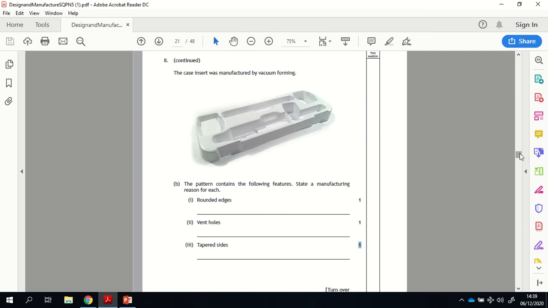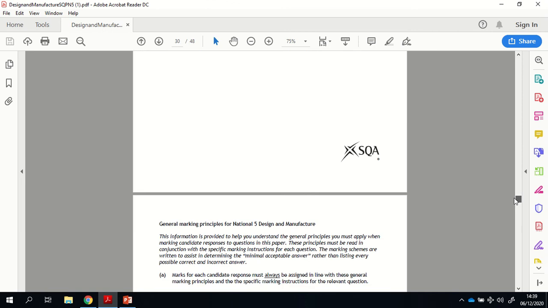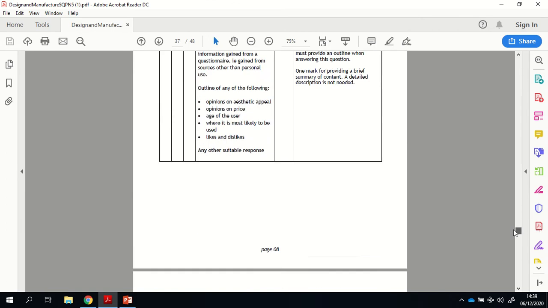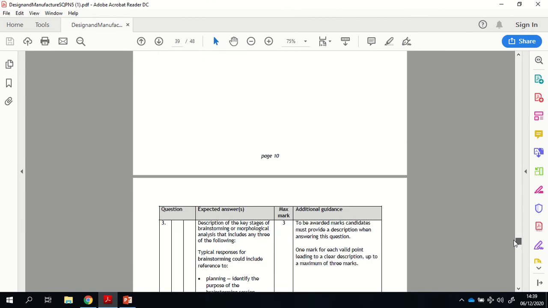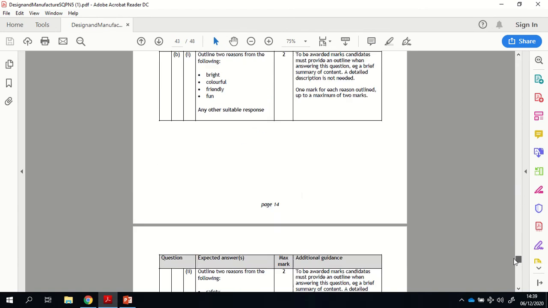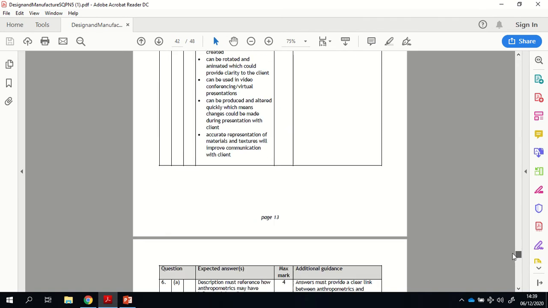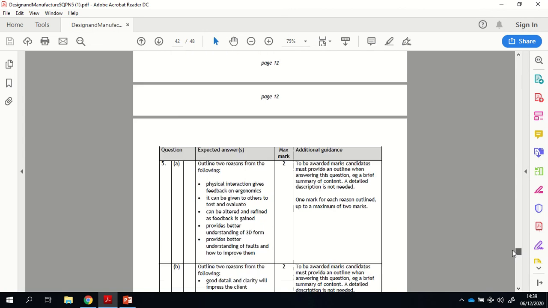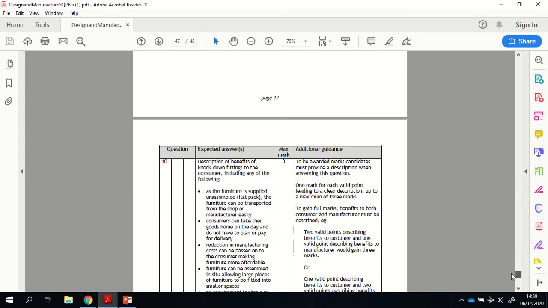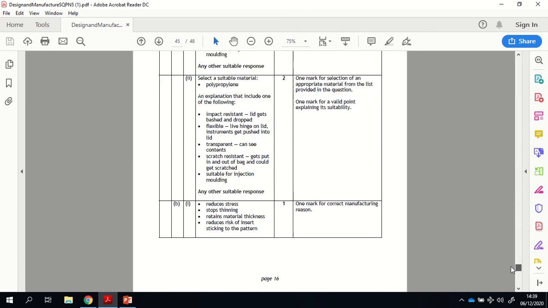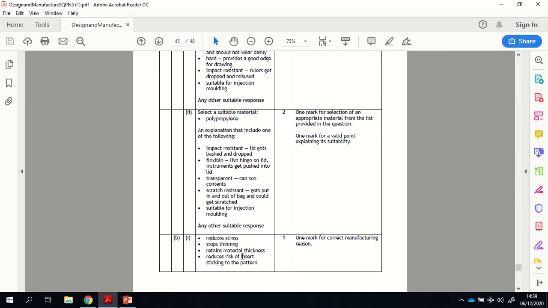So what you want to do is you want to actually go to the marking scheme. This is question 8.1. So you don't need to go to a textbook for this. I'm actually using the assessment and its associated marking scheme to learn more about why the pattern would have rounded edges. Question 8b1. So in the marking scheme, it gives acceptable statements that would achieve a mark for that question. So any of these answers would get a mark.